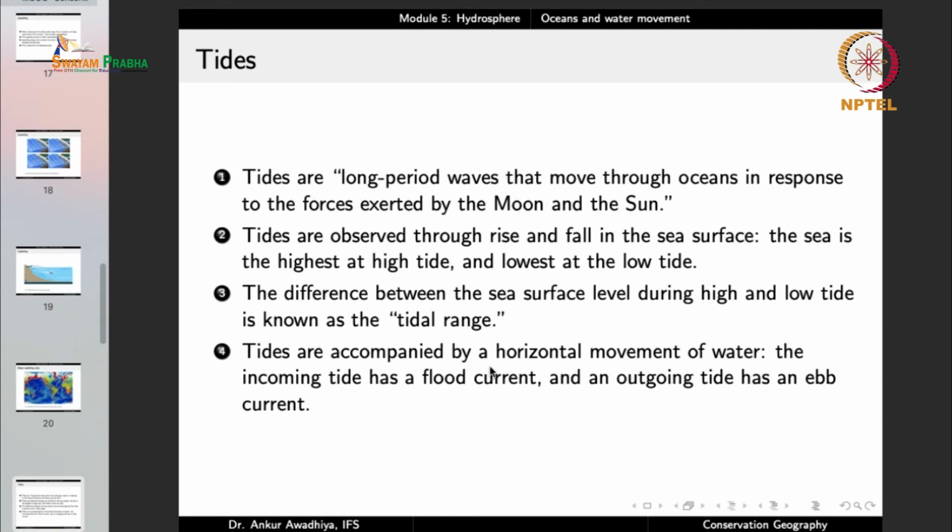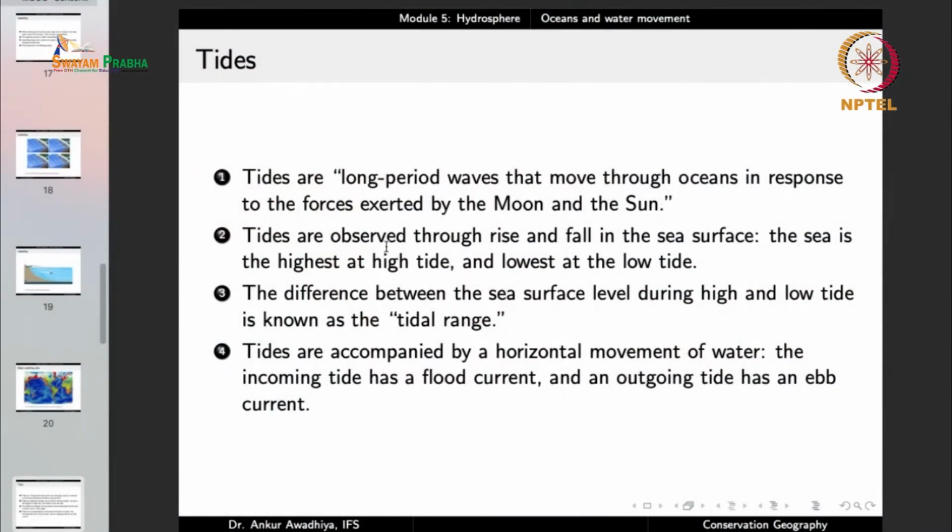Yet another movement is tides. Tides are long period waves that move through the oceans in response to the forces exerted by the moon and the sun. So just like waves, the tides are also waves, but they are long period waves. They are slow. They have very long time periods. They are observed through rise and fall in the sea surface. The sea is the highest at high tide and it is the lowest at the low tide.